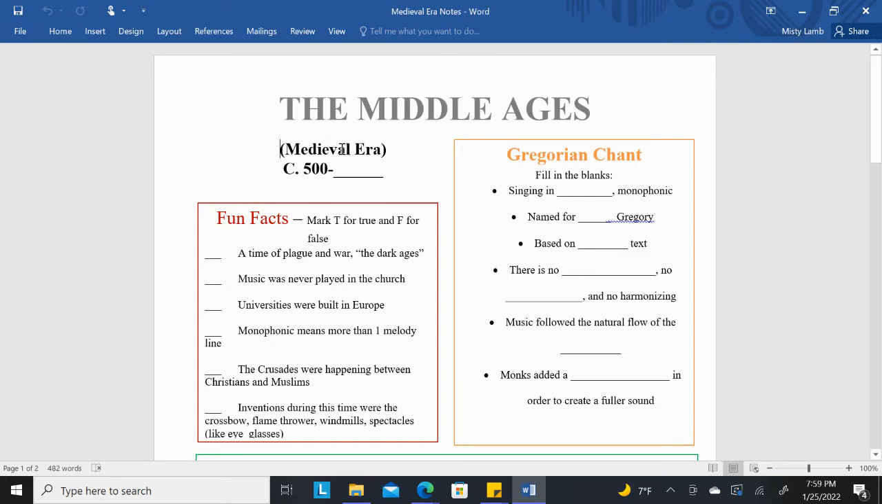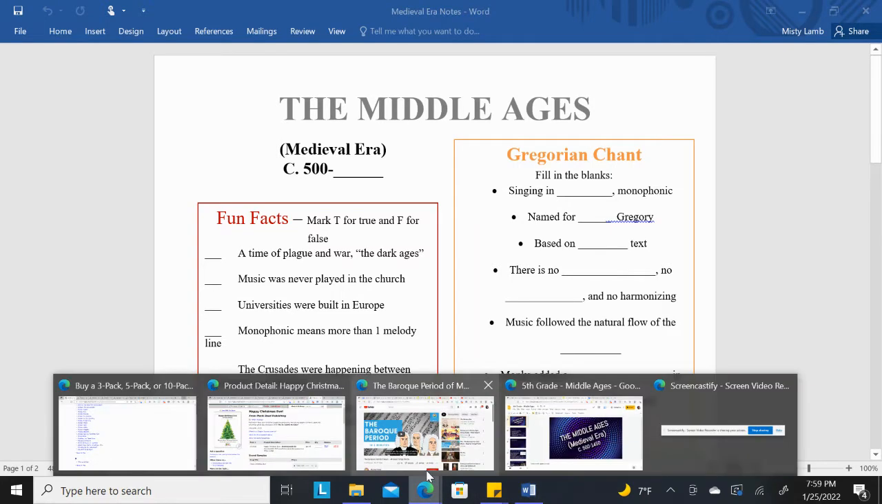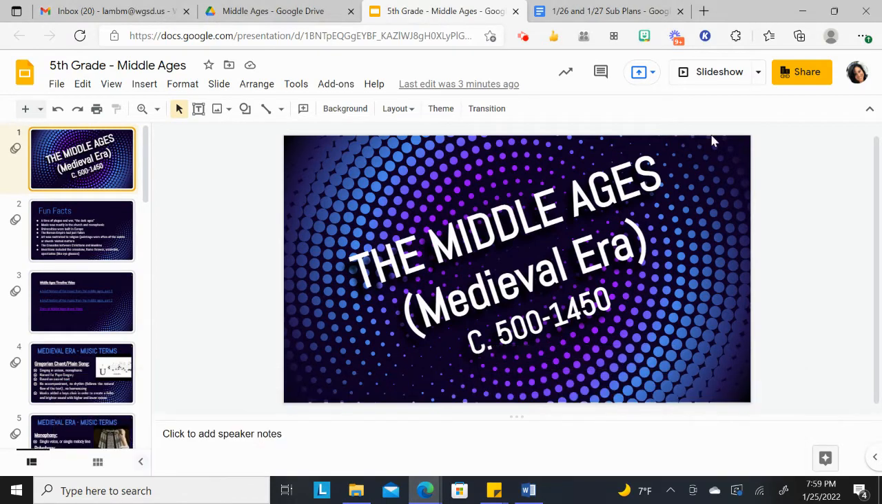For example, on the first slide, you'll see that the medieval era is about, that C stands for circa, or about the year 502, and you'll see that year on the screen. Next, we'll go to fun facts and so forth. You can just follow along in your listening guide. All right, so let's get started.